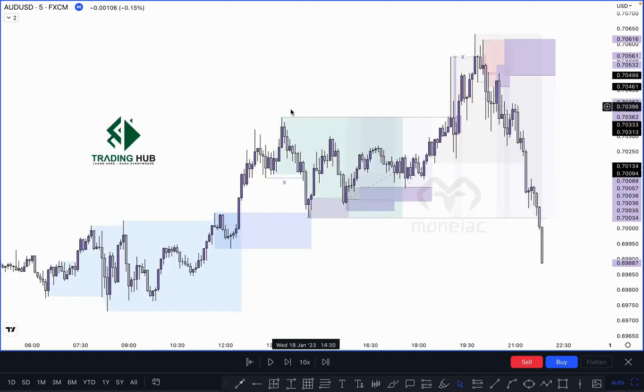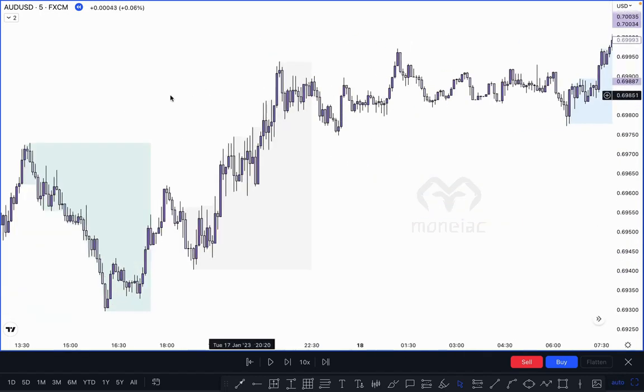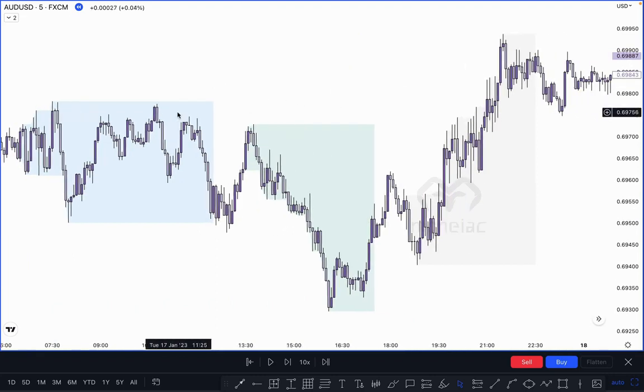So these are the entry plan when the market takes out the inducement, when the market sweeps the previous session high. Let me show you one more example here. You can see these are previous examples. What happened here? You can see this one is our Asian session.